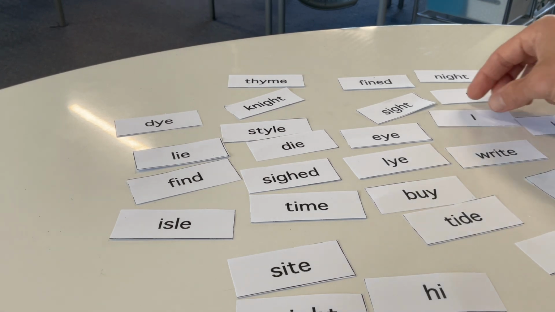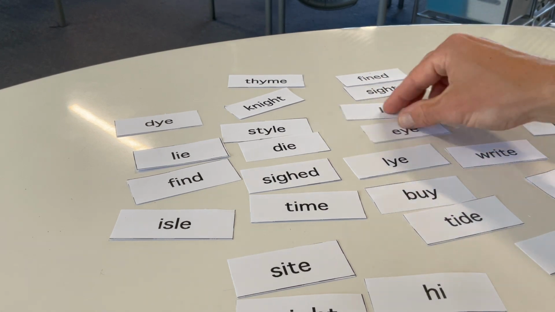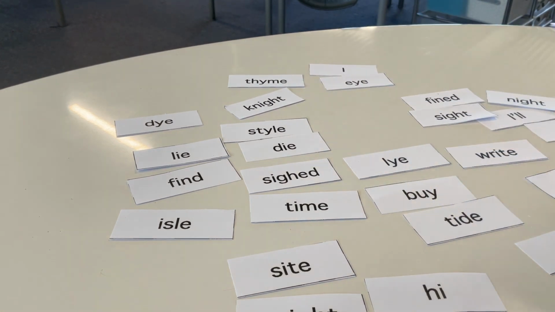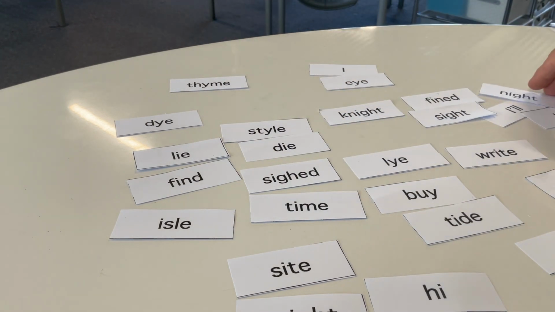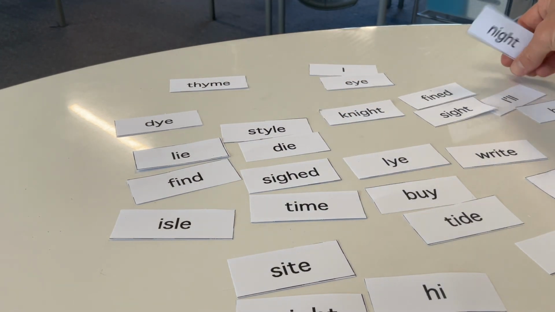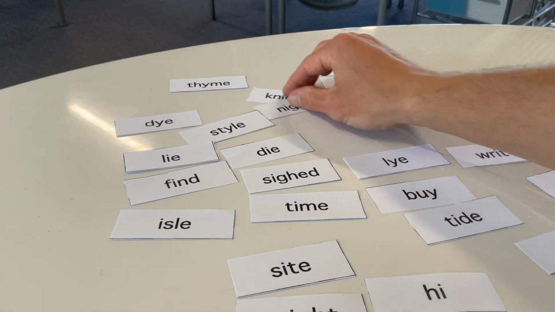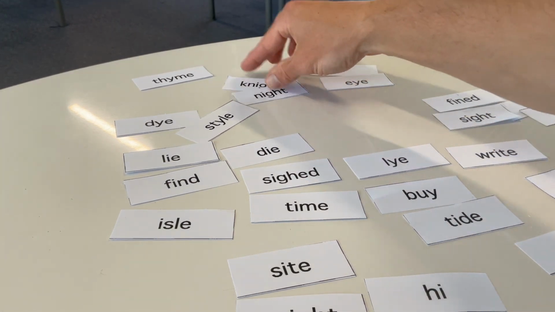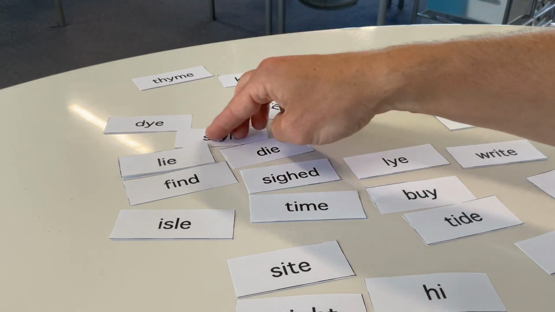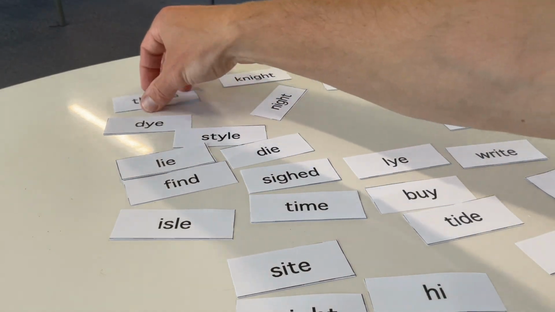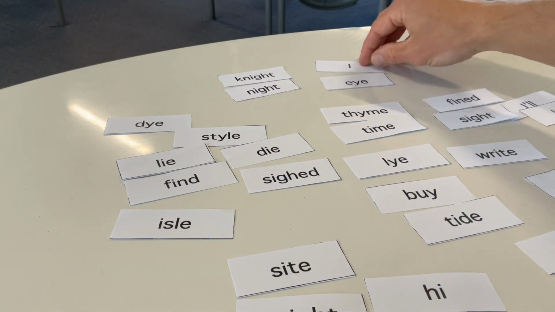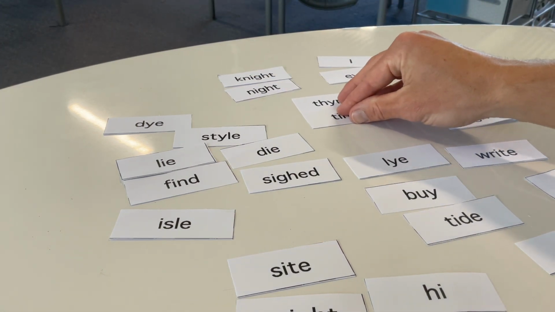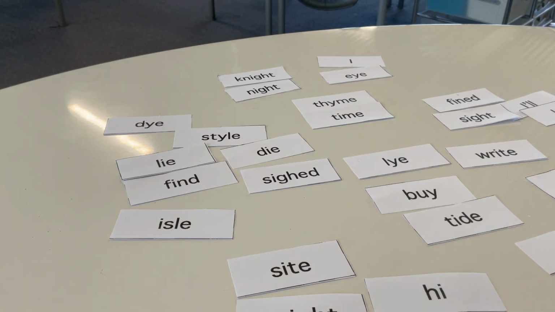So I can see that I and eye are a pair, so I'm going to put those together. Then I can see that night and knight as well are homophones. They sound the same, but they're spelled differently. I can see that time and thyme are also pairs. So in this list, words aren't in big columns, they're just in pairs.